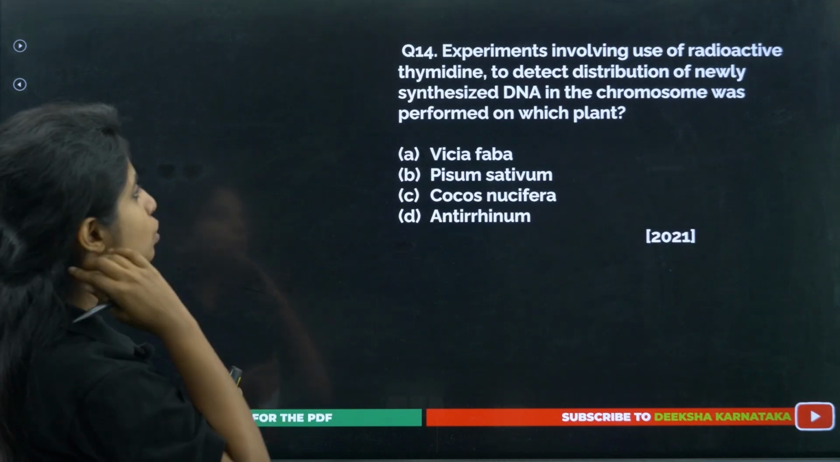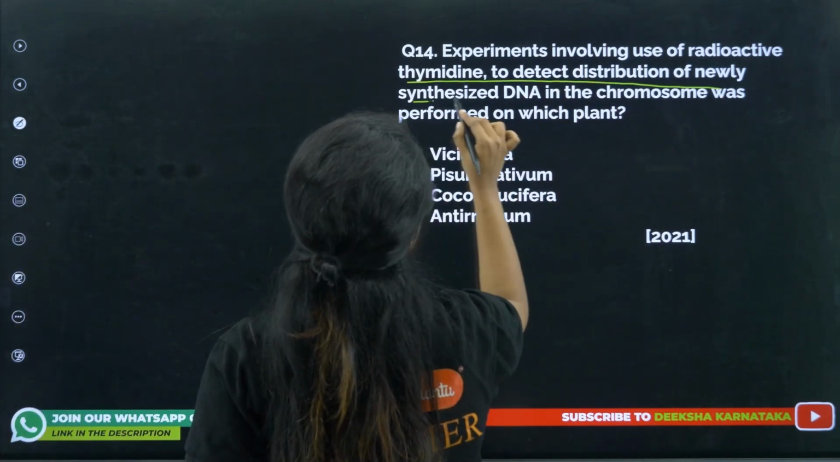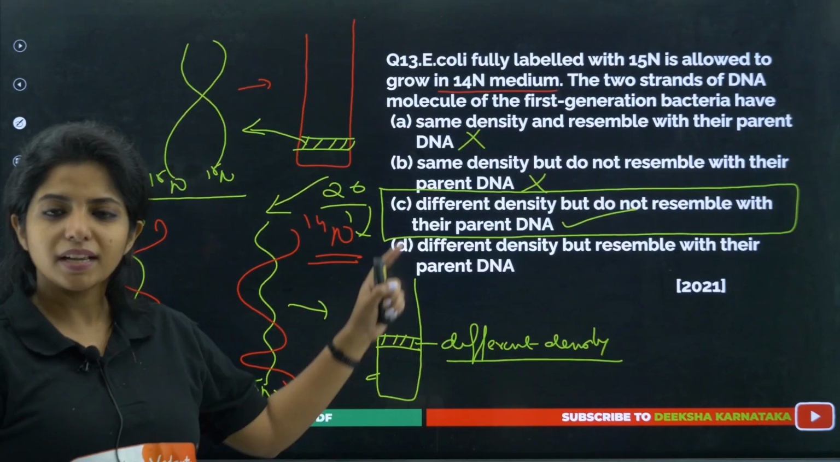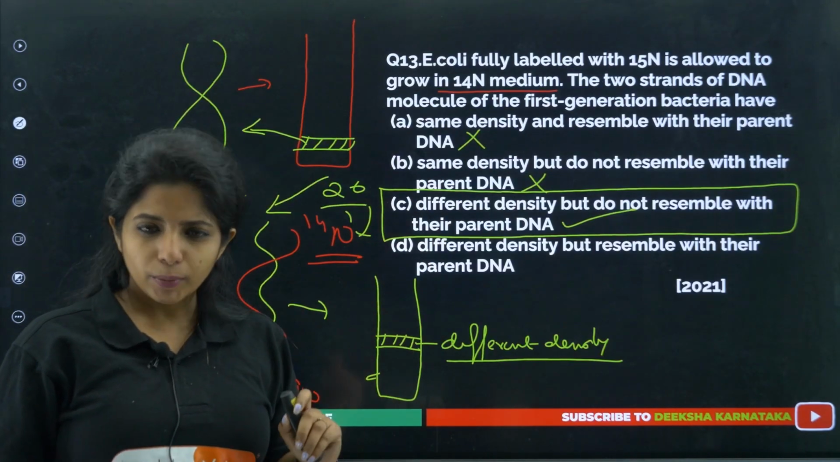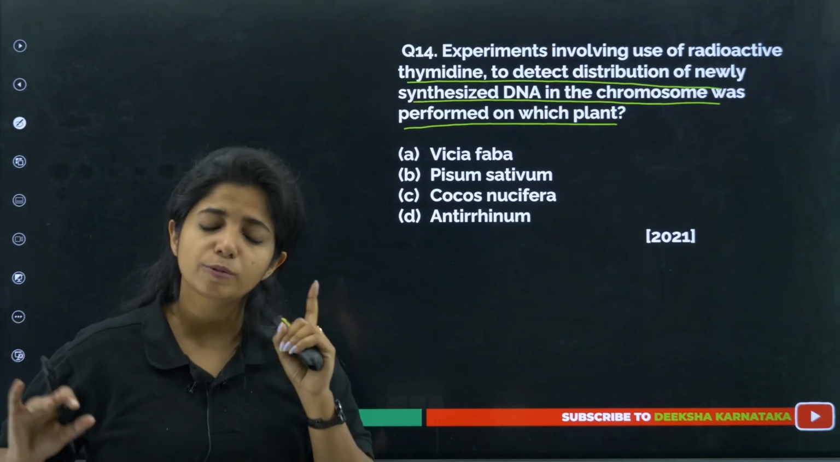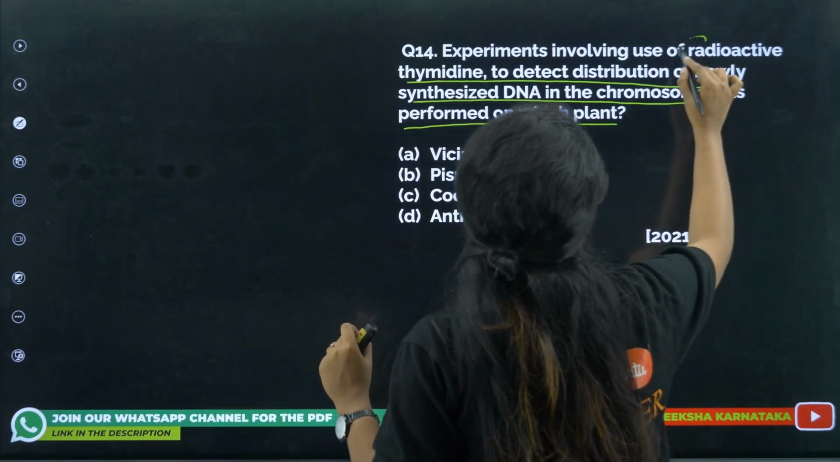Experiments involving use of radioactive thymidine to detect distribution of newly synthesized DNA in chromosome was performed on which plant? Now, this is something that has high resemblance to this question. This is a direct question from your NCERT which does not have much explanation in your NCERT as well. So, they have mentioned one thing, that is, what are we using, children?